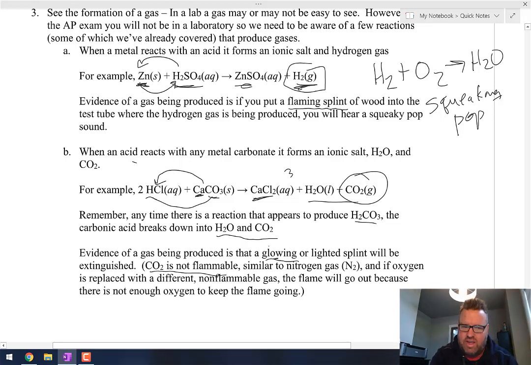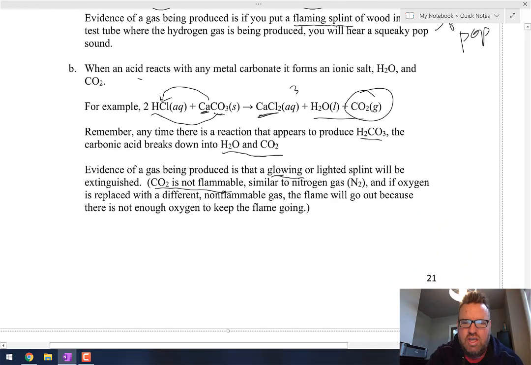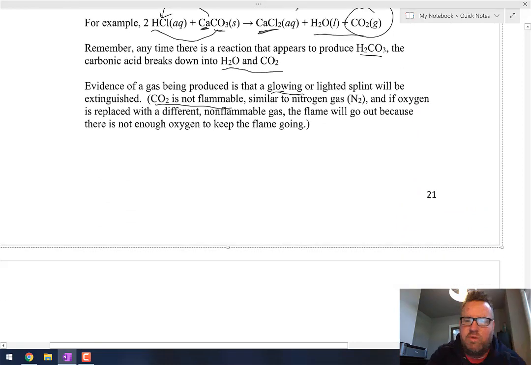Okay, carbon dioxide is not flammable like nitrogen gas, and so if you put it into something that is mostly carbon dioxide, or nitrogen or anything that's not oxygen, then the flame will go out or the glowing will stop completely. Okay? There's just not enough oxygen to keep that flame going because you've got so much more of another gas in there.